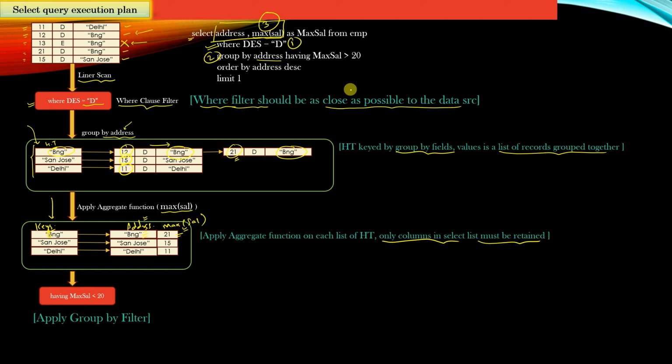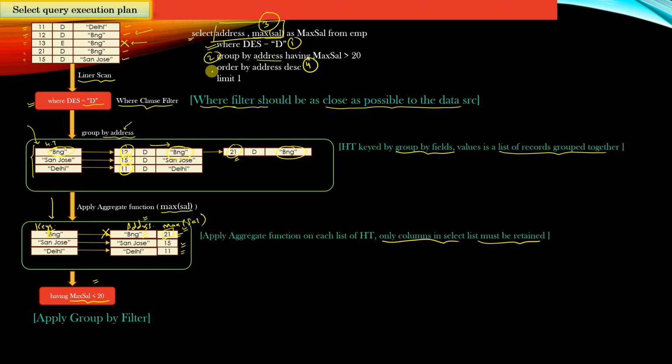And in step number 4, we then apply the having clause. That is, we are going to filter out all those records from this hash table which do not satisfy this criteria. Now, as per the having clause, we are only interested in those records in which the maximum salary is less than 20. So it simply means that we will discard the first bucket of the hash table because here the salary value is 21, which does not satisfy the having clause criteria. Alright, so only the second bucket and the third bucket of the hash table qualify the having clause.